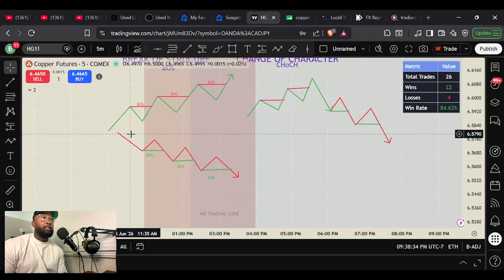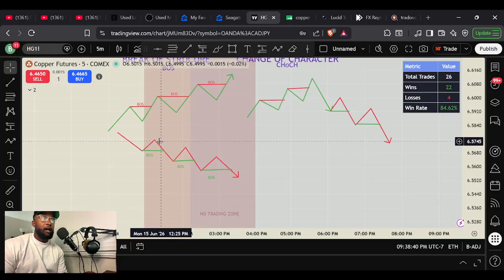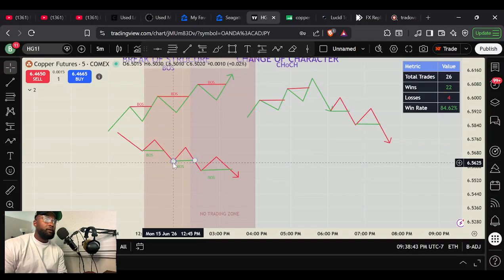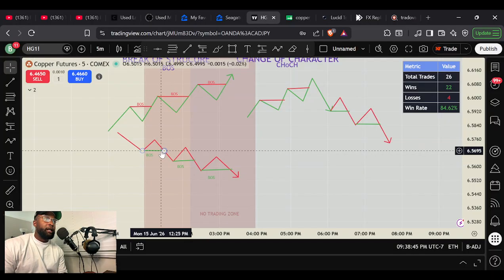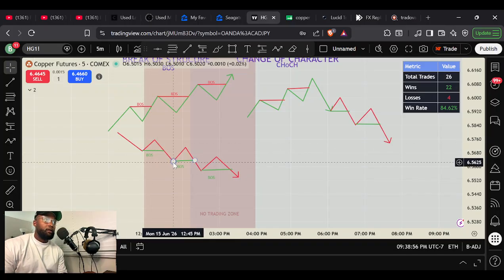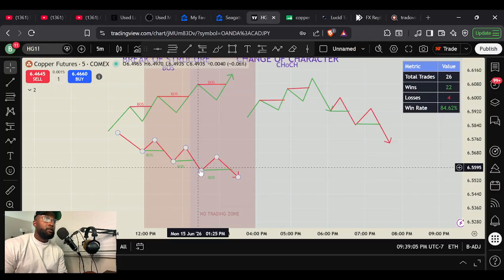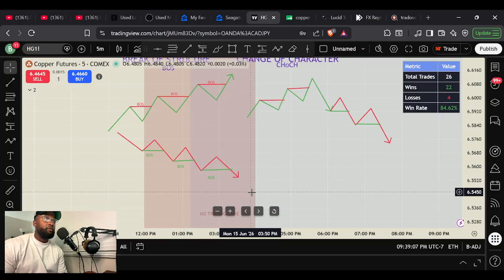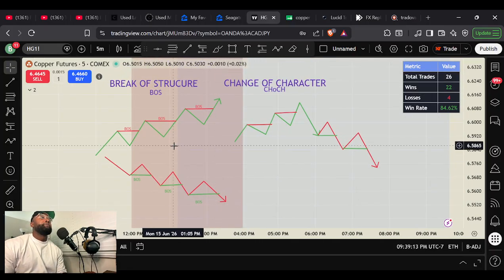Same with the downtrend, just in reverse, obviously. So we have the lower low, higher low, followed by the next lower low. The break of structure is the next lower low. So that's what creates it. Lower low, lower high, lower low, break of structure. Lower high, lower low, break of structure. Okay? So easy enough, right?